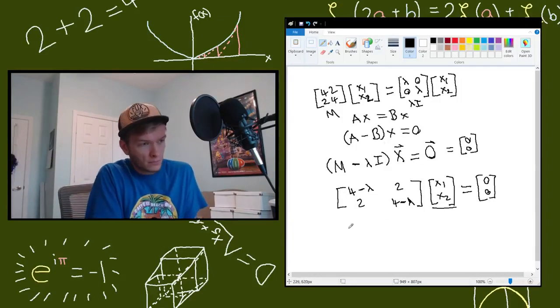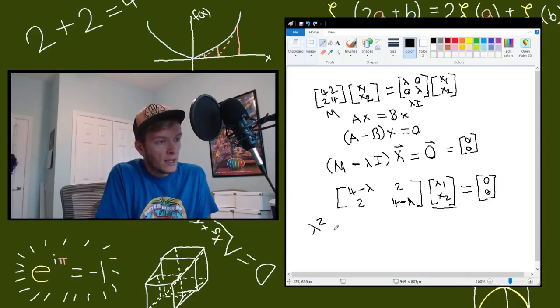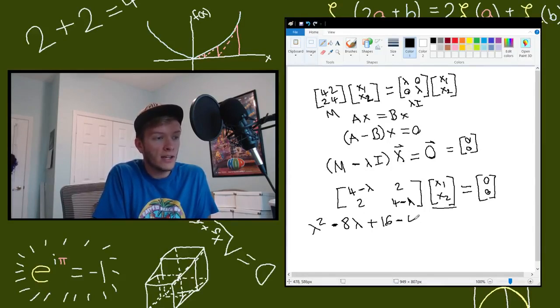But the determinant is going to be this value times this value minus this value times this value. So we are actually going to have lambda squared, then minus 8 lambda, and then plus 16, and then, as I mentioned, 2 times 2 is 4, but we are subtracting that, so we are going to have this equation equal to 0. So lambda squared minus 8 lambda plus 12 is equal to 0.